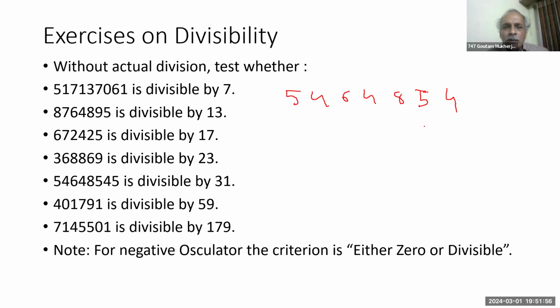So 5 into 3 is how much? 15. Now we add or subtract? Subtract. You will get 31, the oscillator is actually, this is 30 is equal to 33 into 10 plus 1. Yeah. So if there is plus here, it will be minus. So it is minus 3.